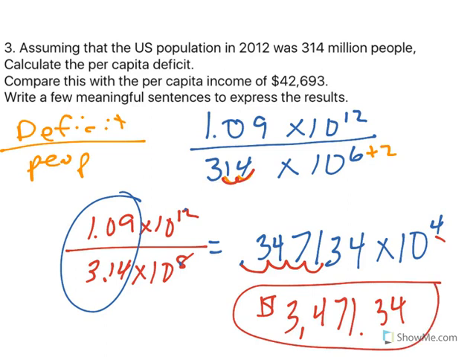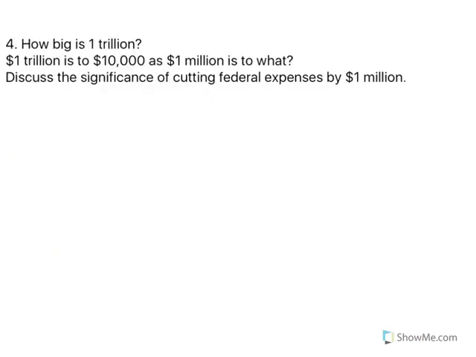So $3,471.34. So in 2012, if everybody was making an average of $42,693, if they would have all taken $3,471.34 and given that to the government, we could have erased our deficit. Now, that includes everybody. That's every person in prison, every homeless person, every child, everybody. So if you have 4 kids, you would pay that for you, your spouse, if you have a spouse, and then that amount for each kid. That's per person, not just people who are making the money. Okay? All right, that's kind of depressing.